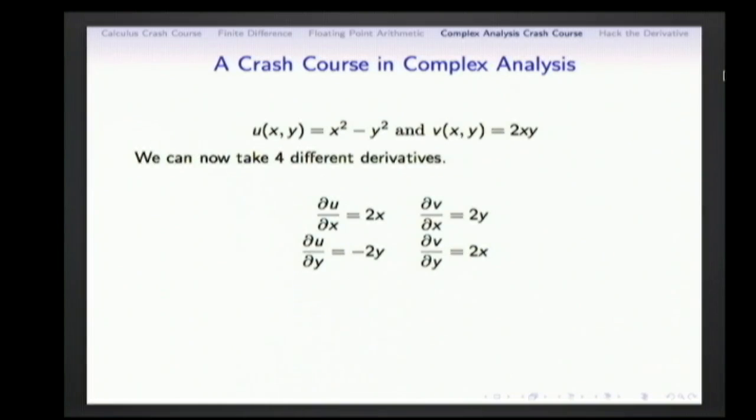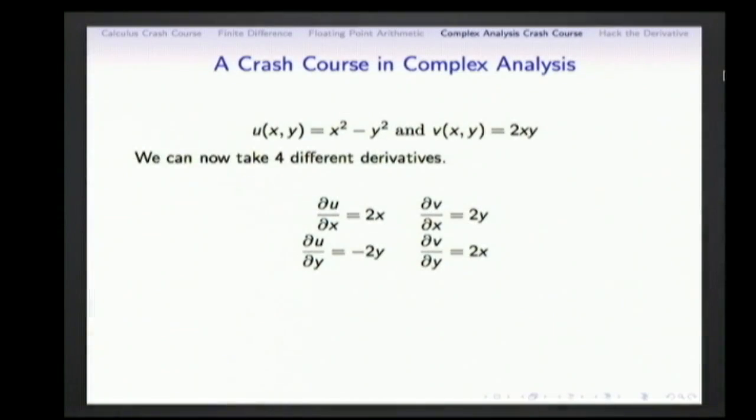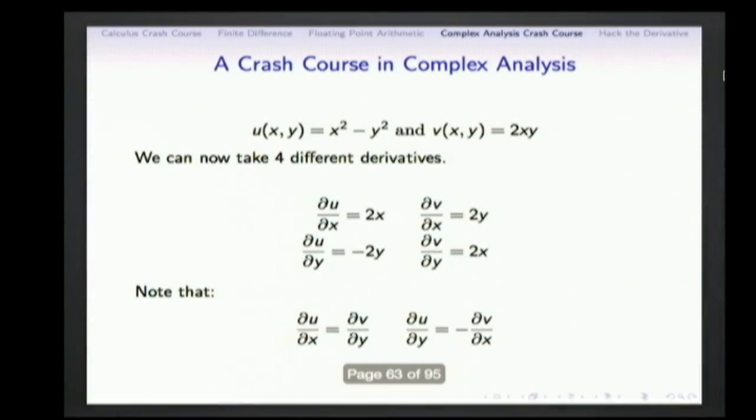So now we have these two functions. There are actually 4 derivatives for a complex function. We can take the derivative of u with respect to x, and we get 2x. The derivative of v with respect to x, and we get 2y. The derivative of u with respect to y, we get negative 2y, and the derivative of v with respect to y, we get 2x. And so there's an interesting pattern there. du dx equals dv dy, and du dy equals negative dv dx.